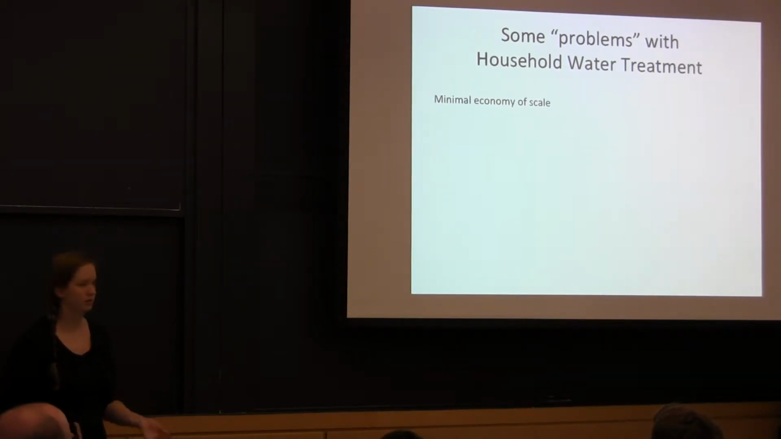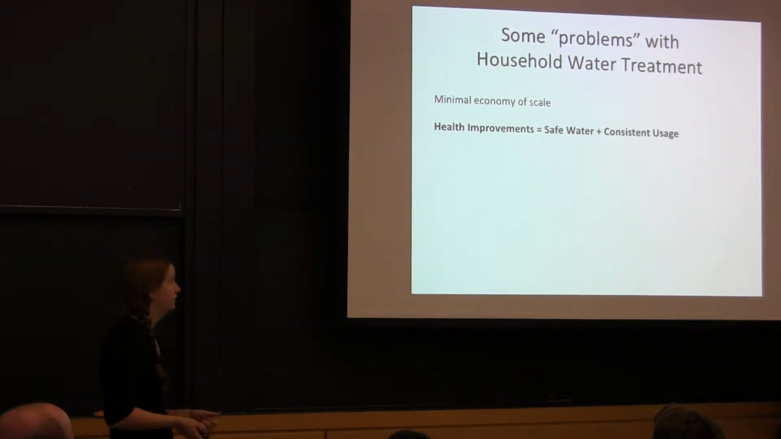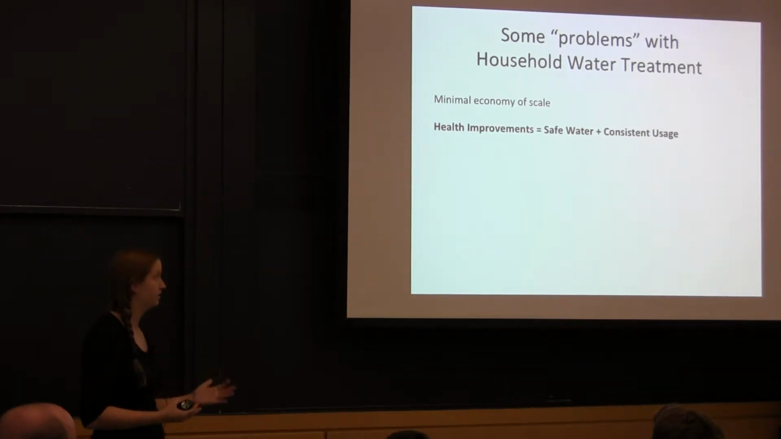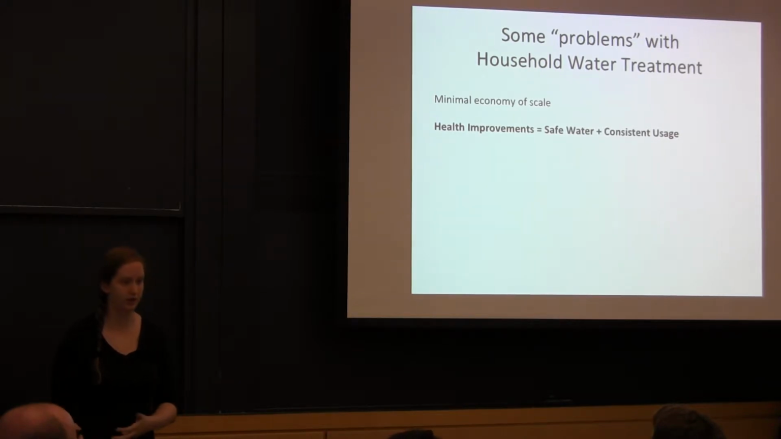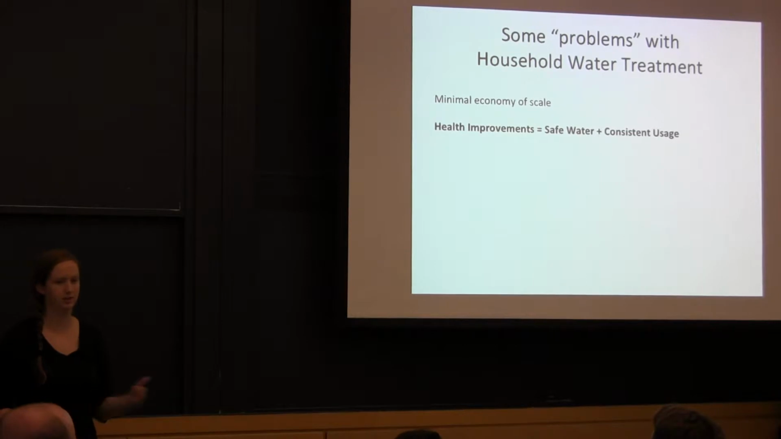The first is that there's minimal economy of scale, as shown in the previous slide. So if you actually give every single family in a 300 family village one of those steel filters, that's $25 at 300. You actually pay more than you would to give them a desalination plant. And I think often NGOs don't think about it in that context. Additionally, health improvement has to equal safe water plus consistent usage. So a lot of these systems provide an outlet for safe water, but if the user is not using it every single time they ingest that water, it doesn't have any health improvement.